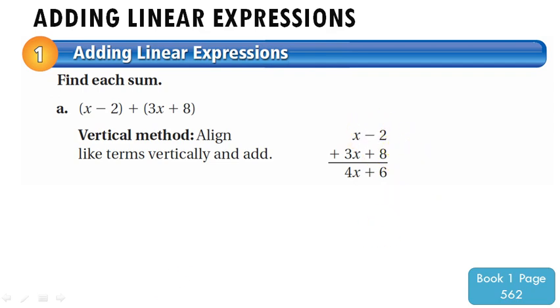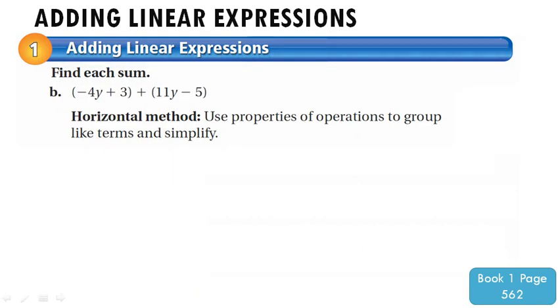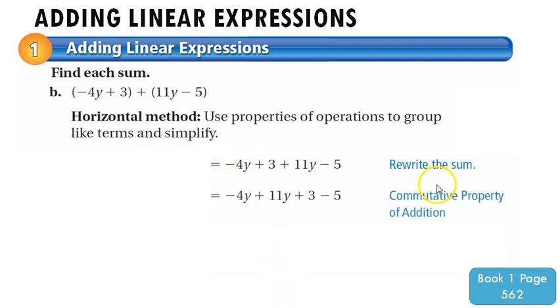Now let's take a look at adding linear expressions using a horizontal method. It asks us to find the sum of the quantity negative 4y plus 3 plus the quantity 11y minus 5. It asks us to use the properties of operations to group like terms together and simplify. It wants us to rewrite the sum by using the commutative property. That means rearranging the terms so that all the like terms are together. In this case, we'll move this plus 11y to the front so it's next to the negative 4y. We'll then move this plus 3 next to this minus 5.